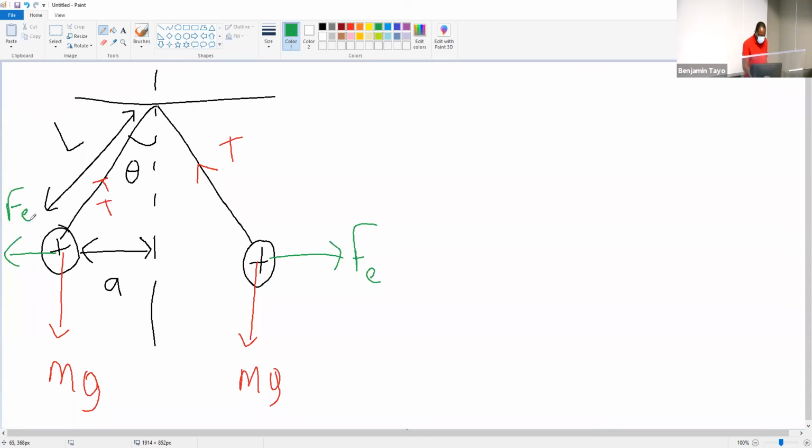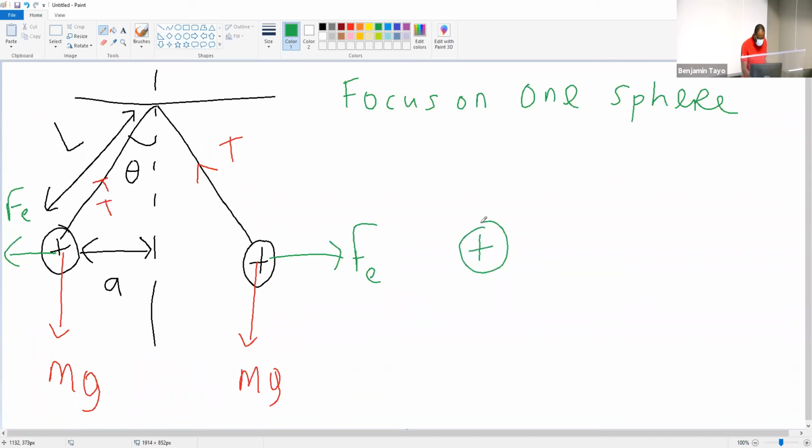Now, just focus on one sphere. Pick one sphere and look at all the forces acting on this. So we have mg, and look at this electric force.